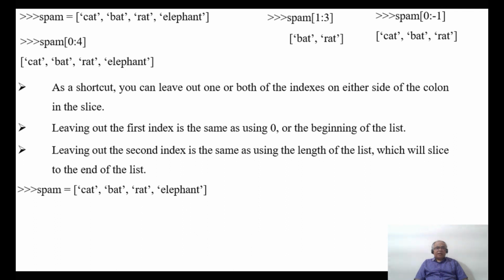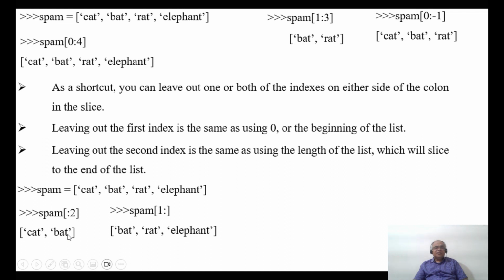Suppose you have span equals cat, bat, rat, elephant. If I omit the first index value and write :2, that means 0, 1, 2. So it starts from 0 itself, and it goes up to but cannot include 2. So that means cat and bat is going to be the answer. Similarly, span[1:], where you don't give anything after the colon, means you start from bat: bat, rat, and elephant.